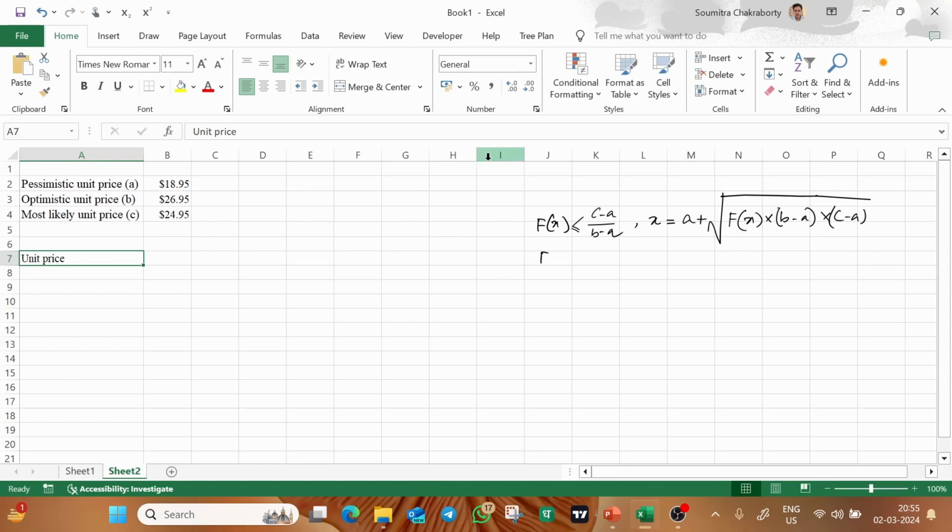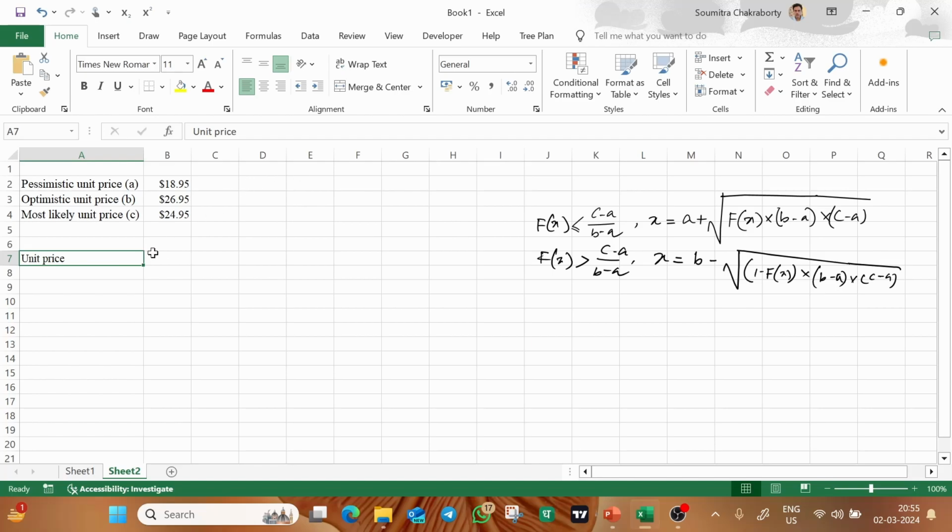And then if fx is greater than this item, then the expression of x is equal to b minus square root of 1 minus fx into again b minus a into c minus a, right?